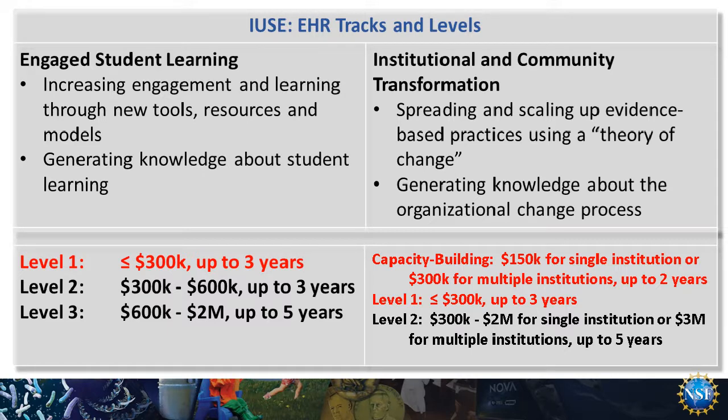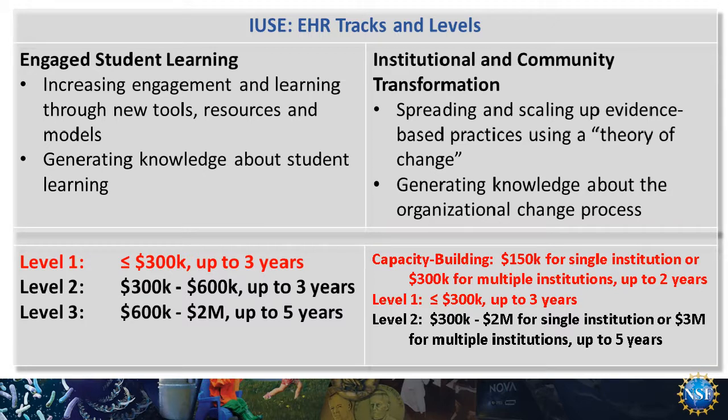Each of these tracks has three major levels within it. Within engaged student learning, these are called levels 1, 2, and 3. We're going to specifically focus in this presentation on level 1. And the reason for that is we have an impending deadline. The next deadline for level 1 submissions will be February 4th, 2020. Level 1 proposals are for a dollar value of up to $300,000 for a term of up to 3 years. And we have level 1 proposals both within engaged student learning and within the institutional and community transformation track.